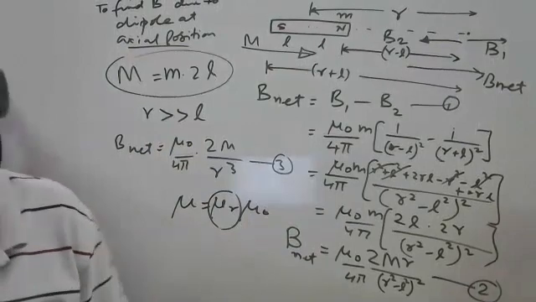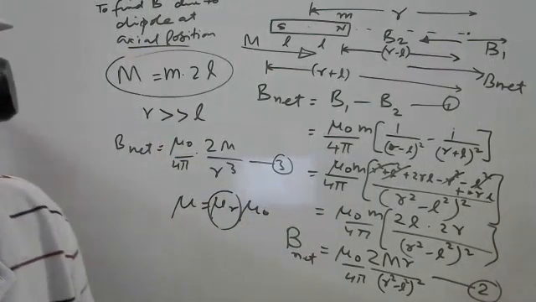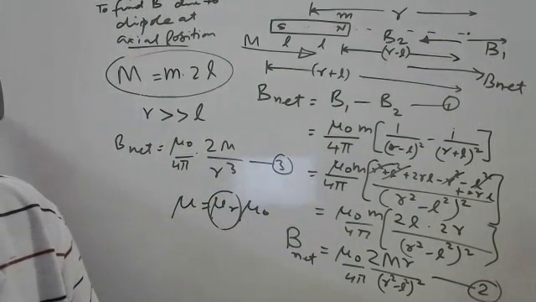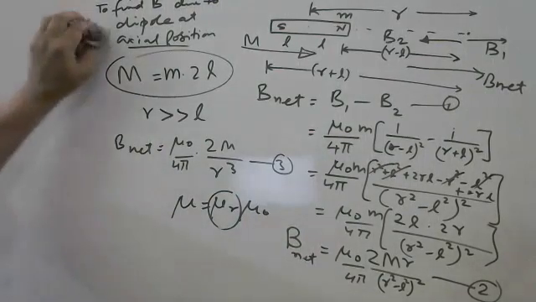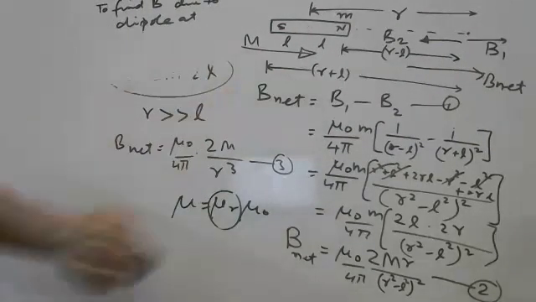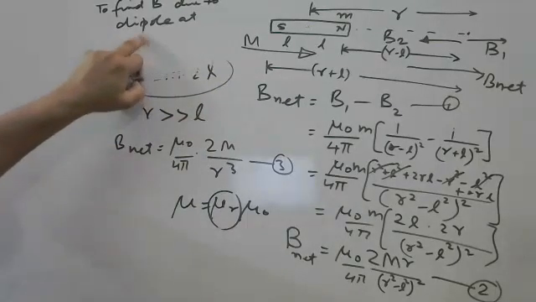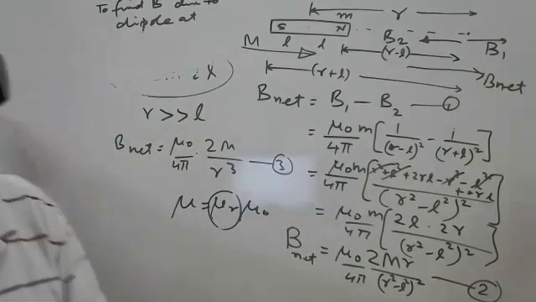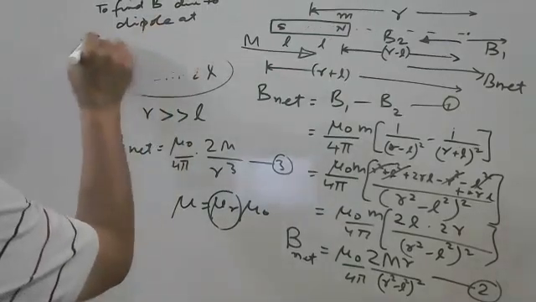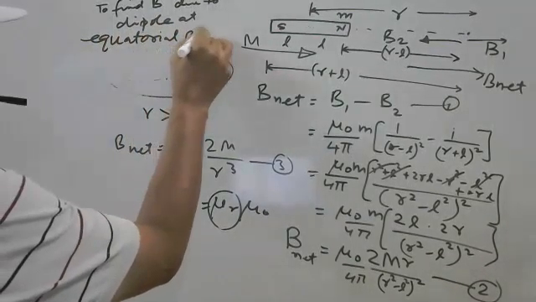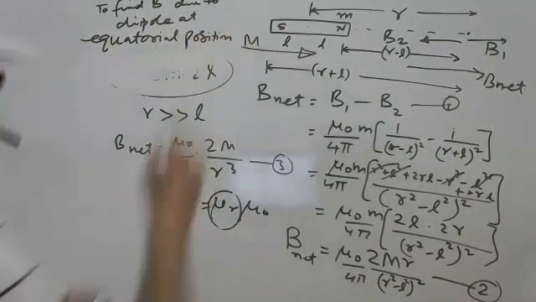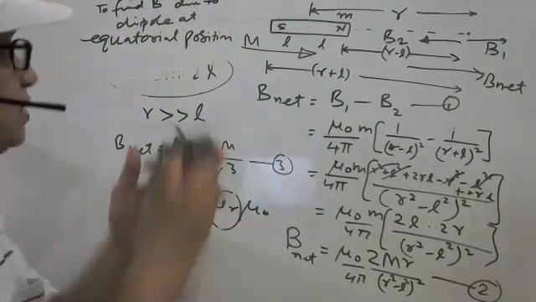Any other doubt or suggestion or whatever? Yes? Come out please. No? No question? Then next here is to find out the magnetic field at equatorial position or perpendicular bisector position, like this.